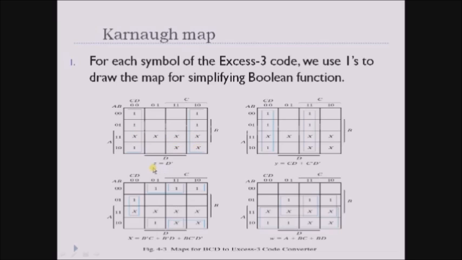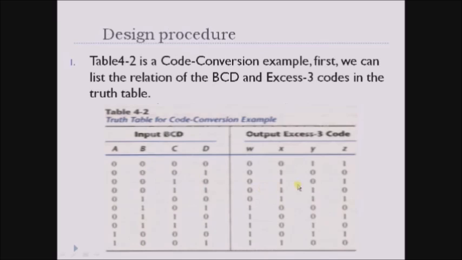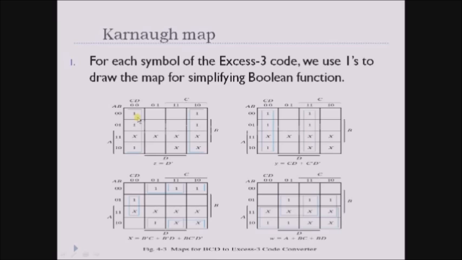If you can see here, for example, if I take the Z function, the Z function minterms are 0, 2, 4, 6 and 8. The remaining ones marked X denote don't care combinations. Now in order to group, I have made a block whose size is 8, as you can see there. Therefore I got the final expression as Z equals D complement.